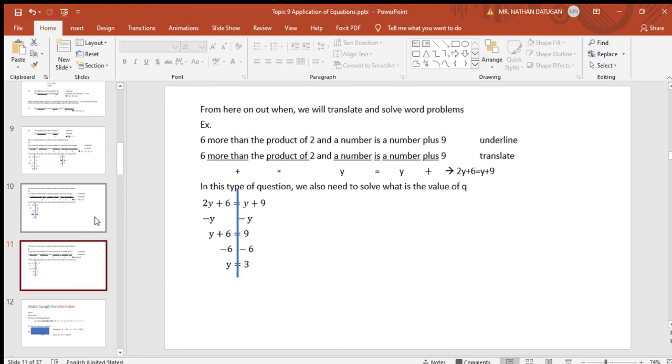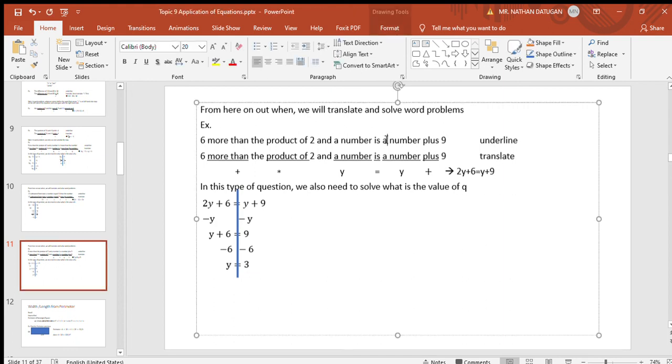Now our last example. We have 6 more than the product of 2 and a number is a number plus 9. Okay, this one's a bit confusing, so let's change the a to the. So we have 6 more than the product of 2 and a number is the number plus 9. Underline the keywords. Boom, boom, boom, boom, boom, boom. Is your equal sign. Now you know which one is your left hand side and your right hand side.